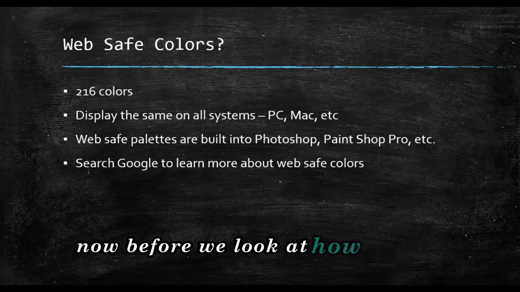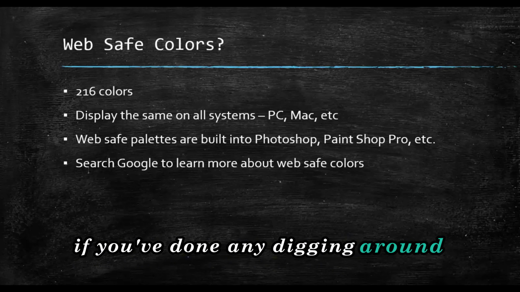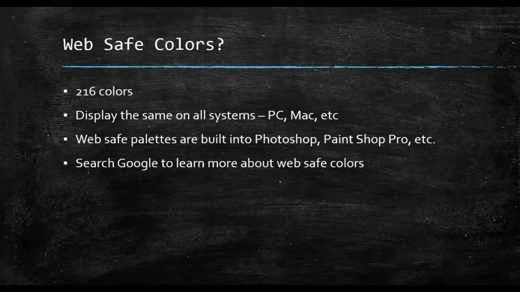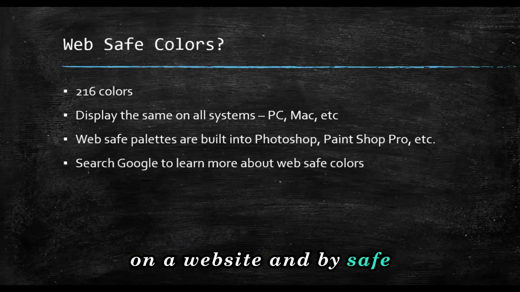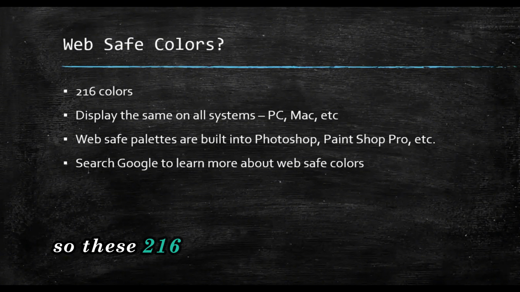Now, before we look at how we can display colors, I should mention web safe colors, because you will have heard of them probably if you've done any digging around with HTML or CSS. Essentially, web safe colors are a set of 216 colors that have been deemed safe to use on a website. And by safe, it means that they display the same on all systems.